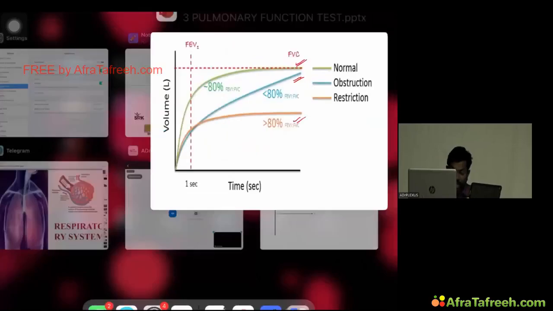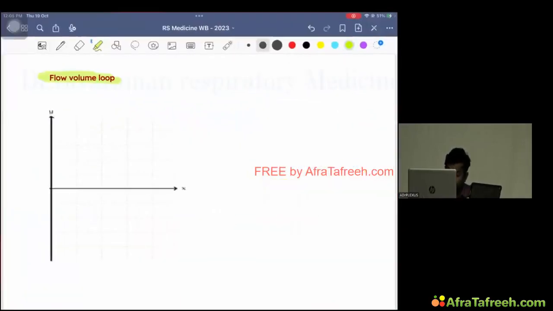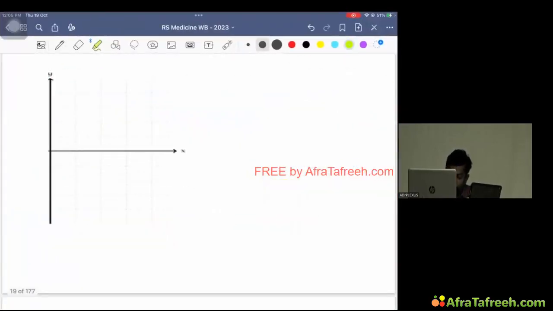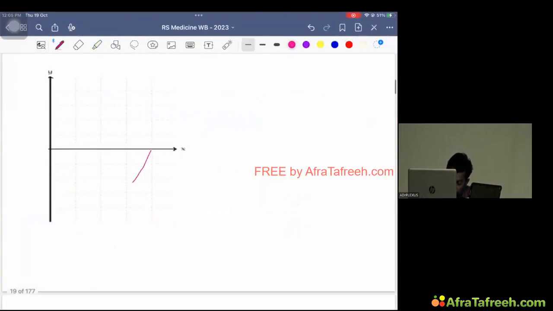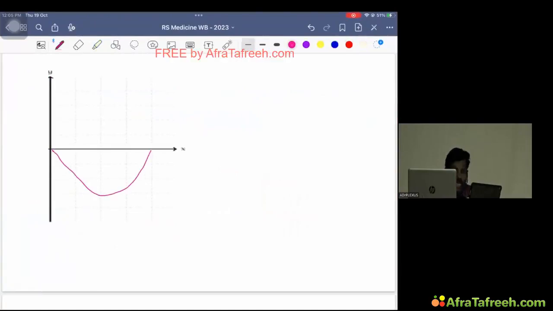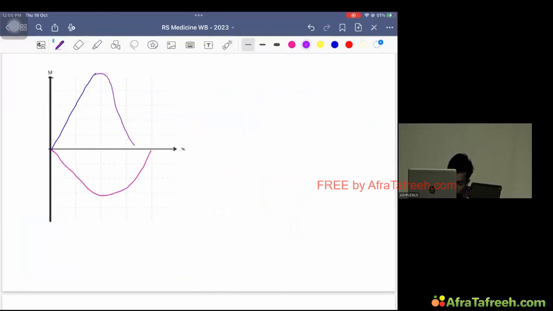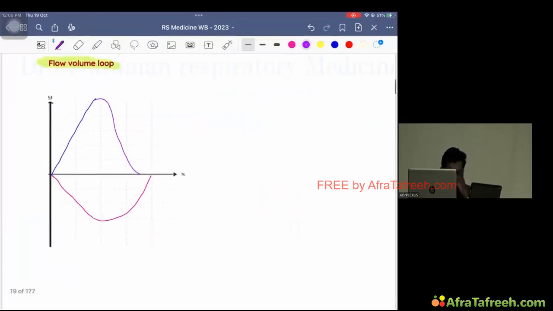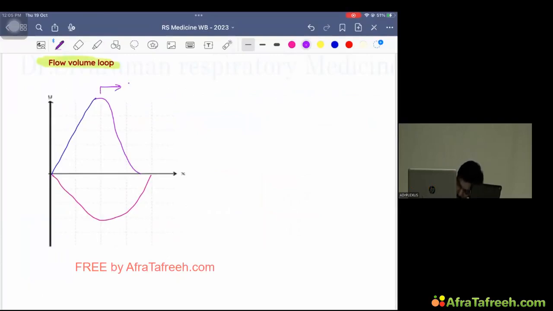Whenever I take a deep breath, the air is going to come inside. Then I am going to blow out. When I blow out, the air is going to come out initially from the larger airways. Then it is going to come out through the smaller airways like this. And this point is called the peak expiratory flow rate.